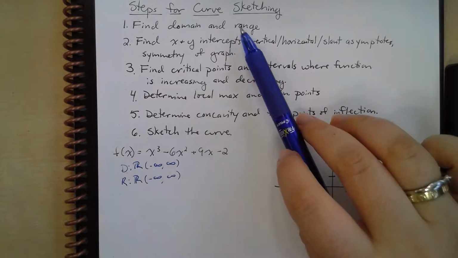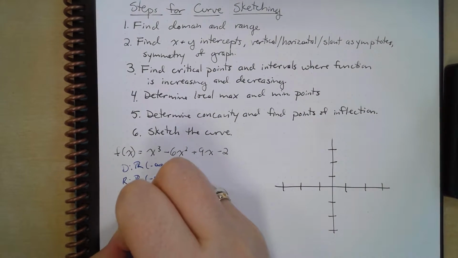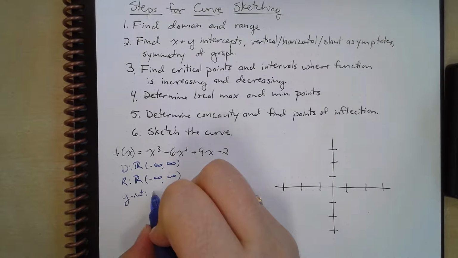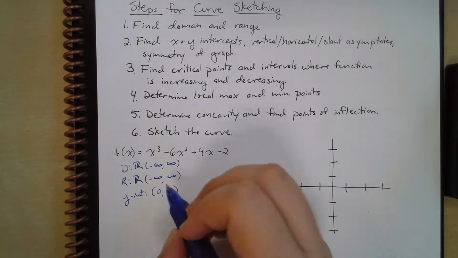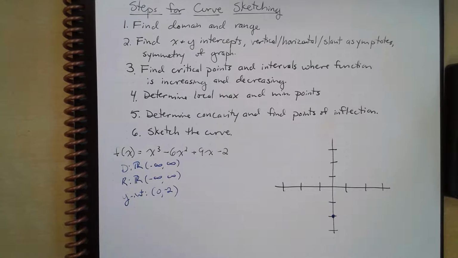Next, we found domain and range, so now our x and y intercepts. I'm just going to find our y-intercept. Our y-intercept is pretty easy. You put in 0 for x, and we get 0, negative 2. Negative 2. So we have a y-intercept at 0, negative 2. I can actually just graph that right now. There, I've got my y-intercept. I know my graph's going to cross through there.